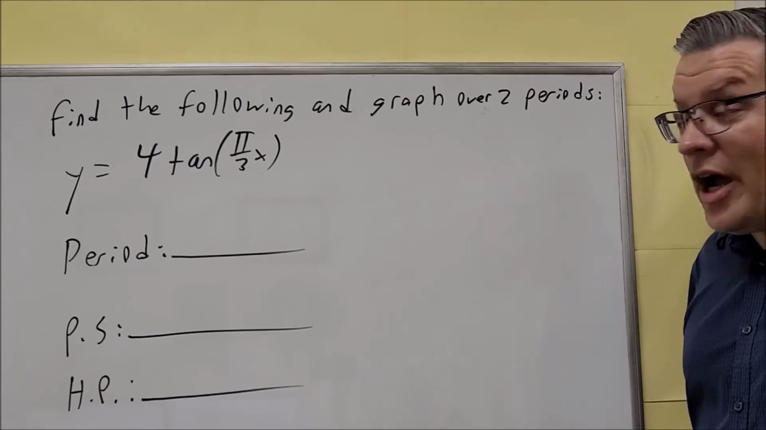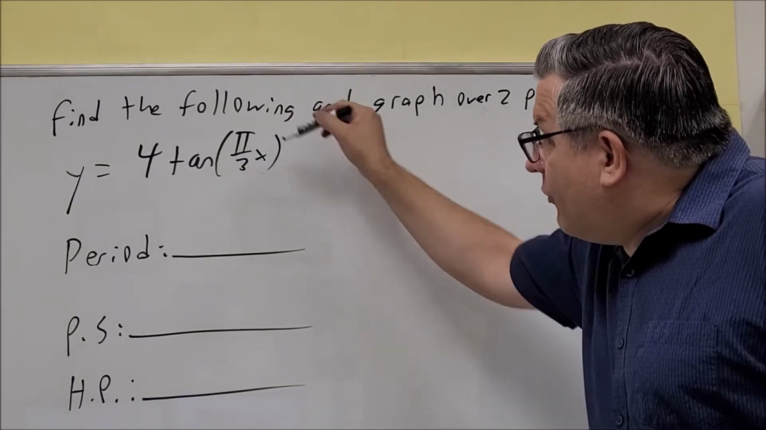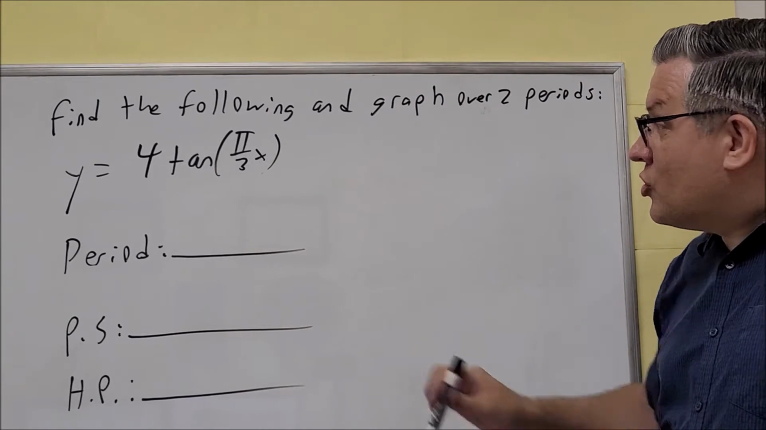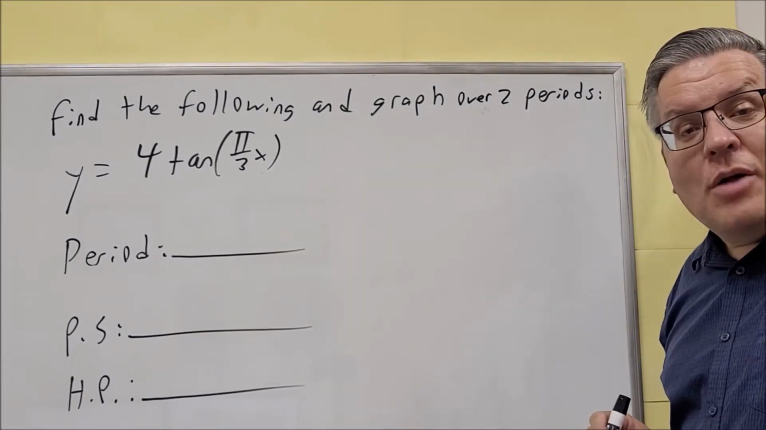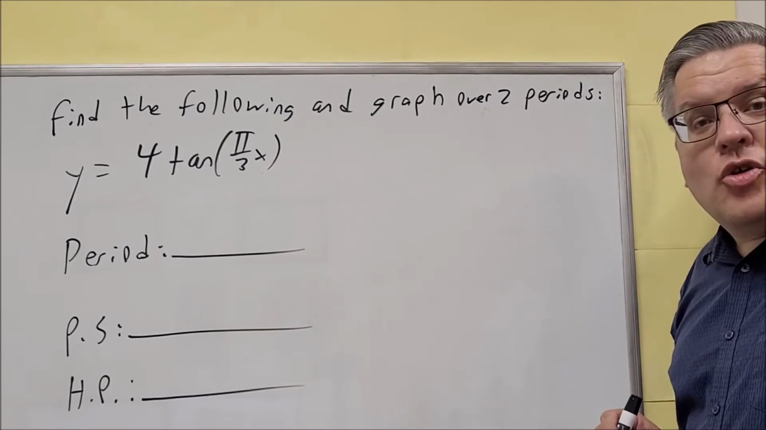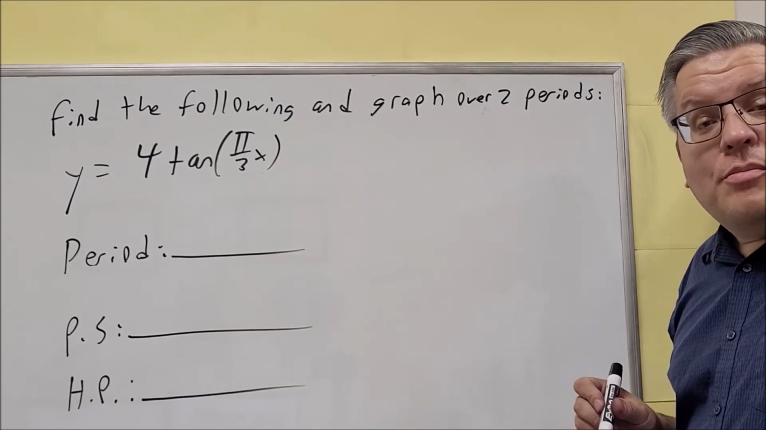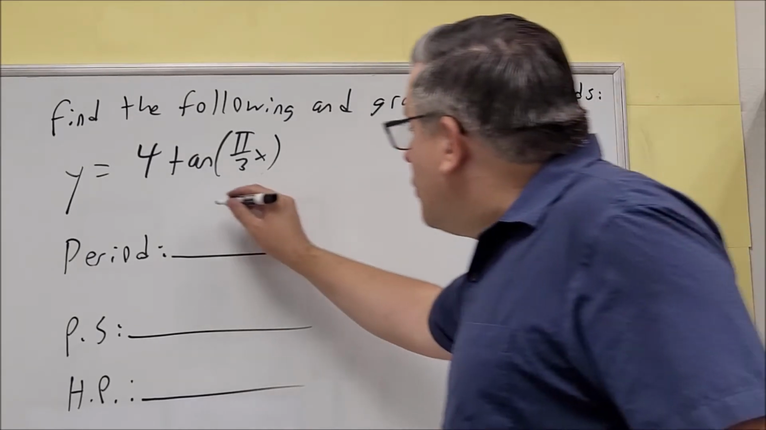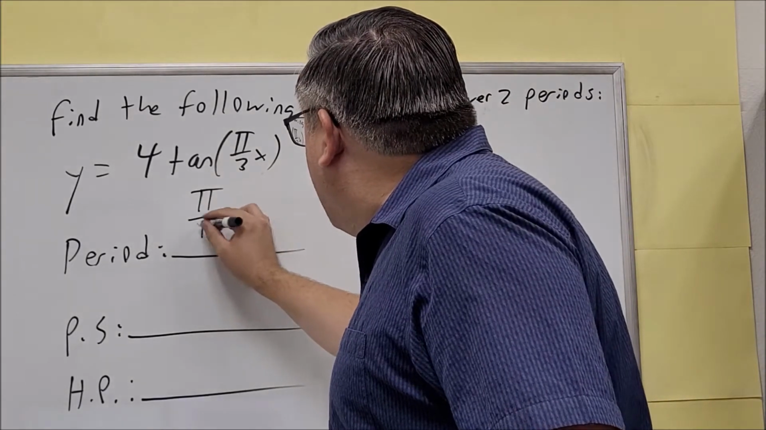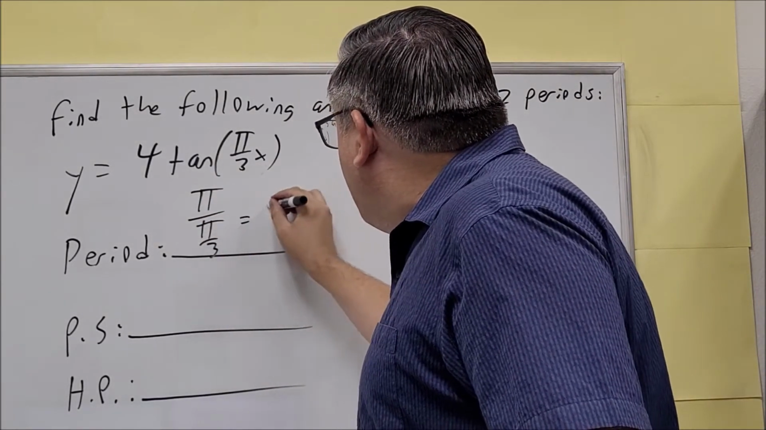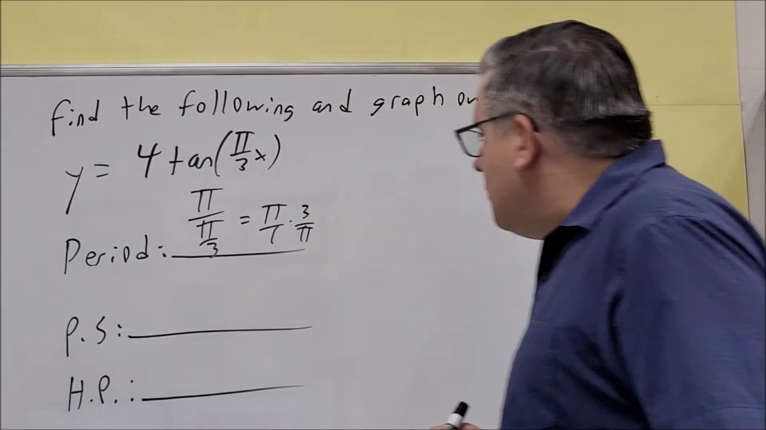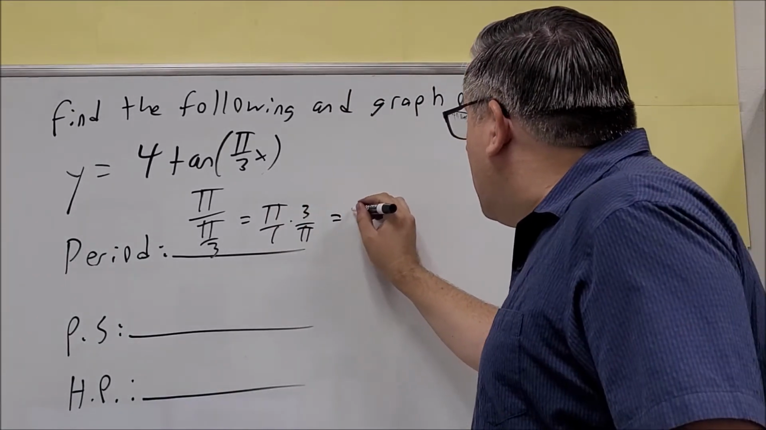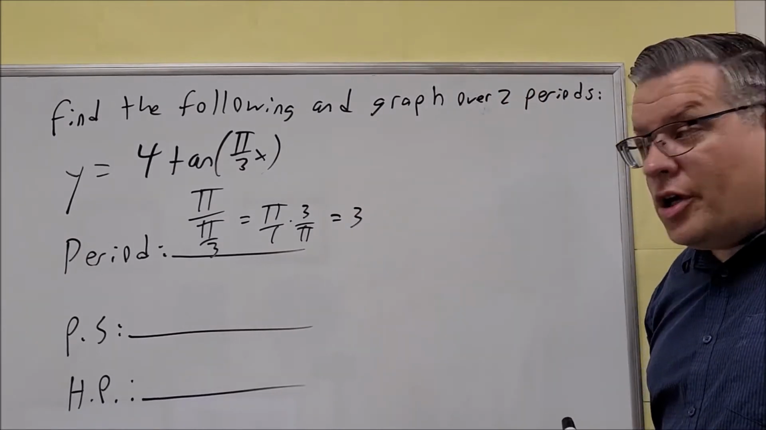This next tangent graph, we have a pi over 3 inside. So we don't have a c this time. The c value would be a 0 on this problem. Okay, so the period is going to be, again, it's always pi over b. So it's going to be pi over 3. And we can flip and multiply that. The pi's are going to cancel out, and we get a 3 for the period.